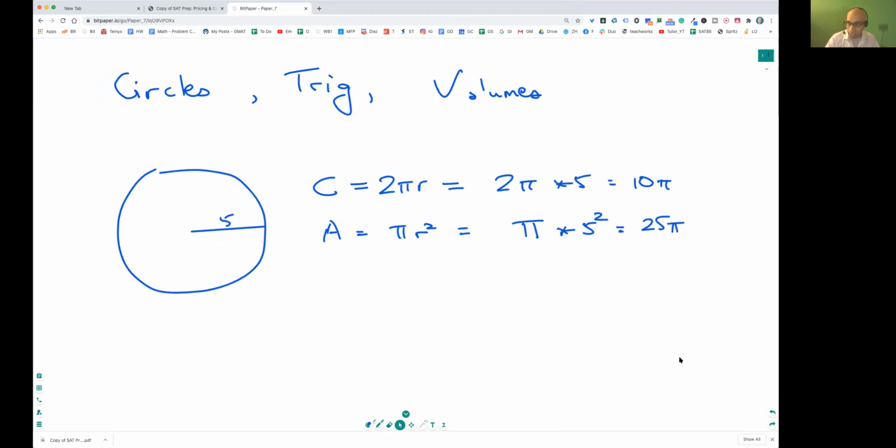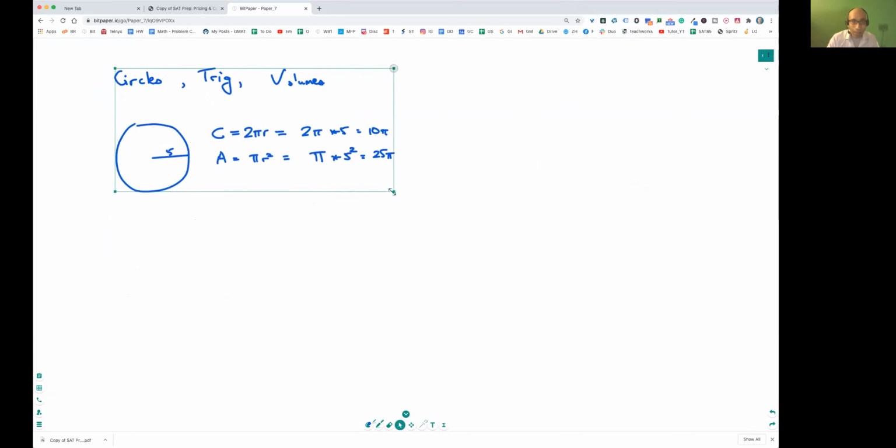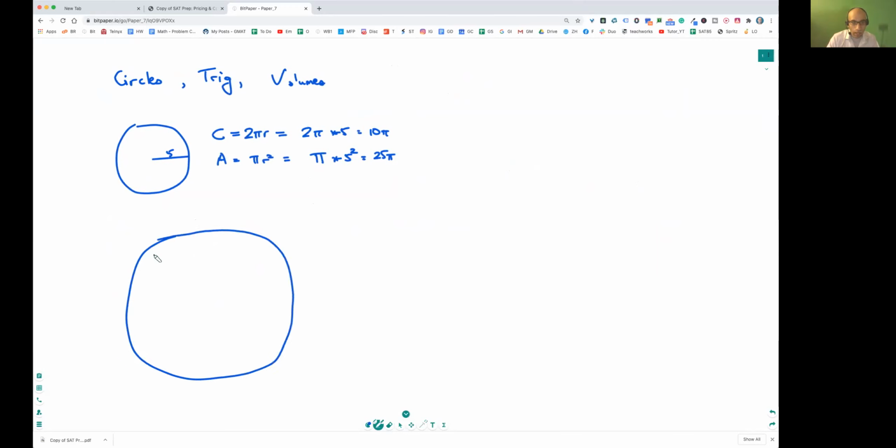Now, let's look at a related SAT problem, okay? So what they will ask you is this. You've got a circle, okay? And now they're gonna cut a part of the circle out, okay? Let's say you've got 45 degrees over here, okay? Let's say you've got, why don't we just take 90 degrees, okay? Let's take 90 degrees here, okay?